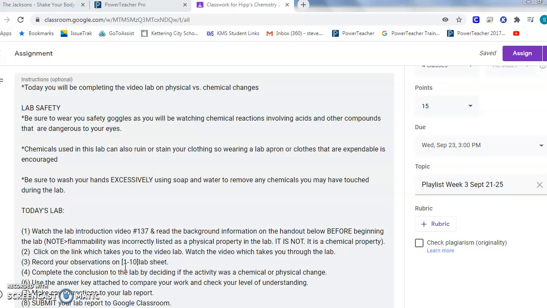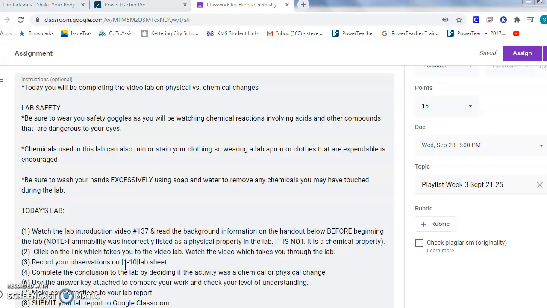So this is a video lab today, but nonetheless, safety is always first. Please be sure to wear your safety goggles as you're watching these chemical reactions, because we'll be watching chemical reactions involving acids and other compounds which can be very dangerous to your eyes. Likewise, the chemicals used in this experiment can ruin your clothes. Acids and so forth can put holes in your clothes. The other chemicals can stain your clothing, so wear a lab apron over your clothes if you are wearing nice clothes today, or simply take a moment to pause and go change into some clothes that are expendable.